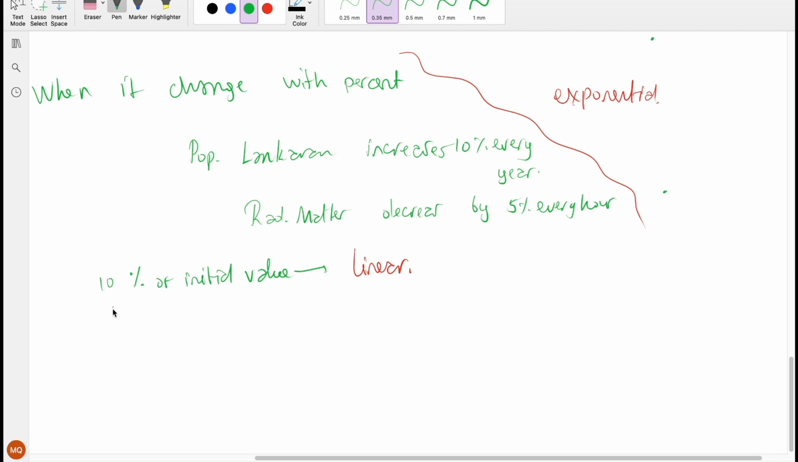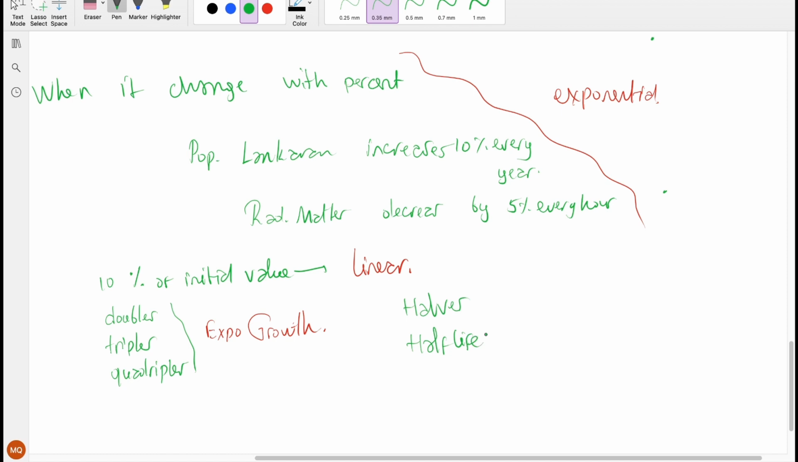Let's look at some keywords. When you have doubles, triples, quadruples, or something like that, they are exponential growth. When you have halves, half-life, and etc., it is exponential decay.